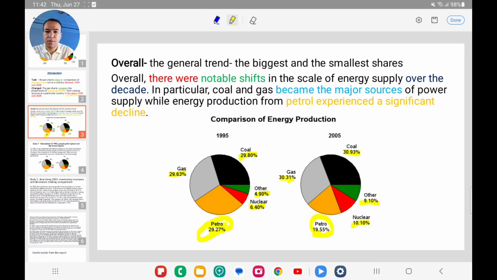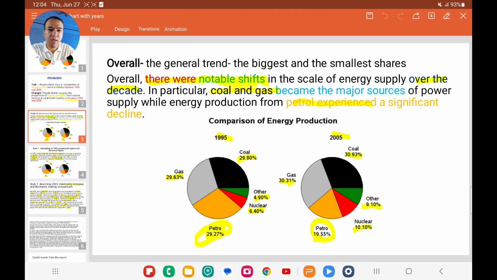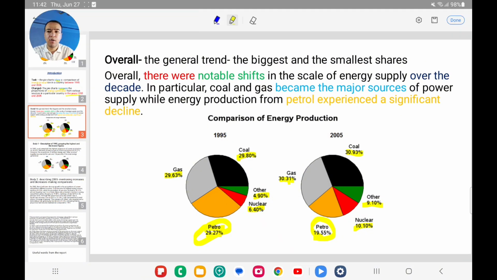Here's our overall. Overall, there were notable shifts in the scale of energy supply over the decade. In particular, coal and gas became the major sources of power supply, while energy production from petrol experienced a significant decline. So as you can see here, I highlighted this part as red because it's grammar. We are using past tense accordingly because we have 1995 and 2005. Notice here we have shifts, right? So all the trends are increasing except the petrol over the decade.